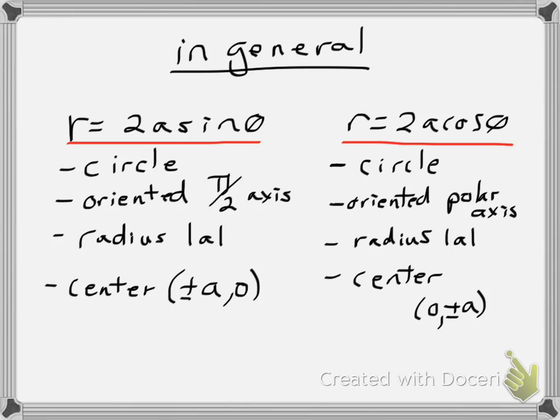Likewise with cosine, whatever the coefficient of cosine is, or sine, we're going to equate that to 2a. That will allow us to determine our radius. If it's cosine, it's oriented along the polar axis, and the center is at 0 plus or minus whatever a is, 0 plus or minus a. So these are the generalities we can use. Anything in the form r equals some value cosine or sine of theta.